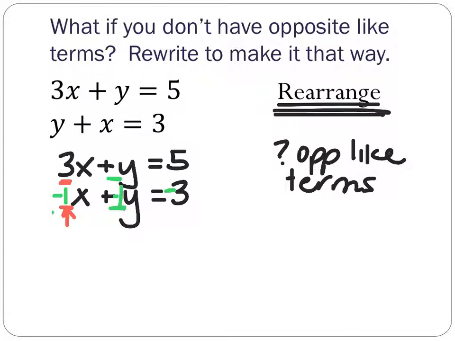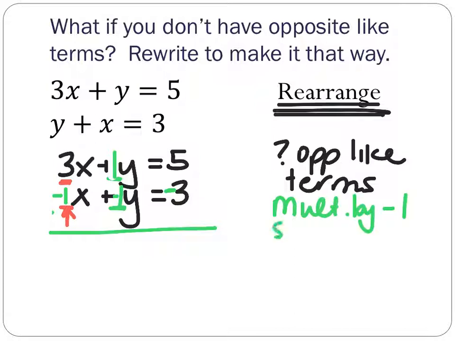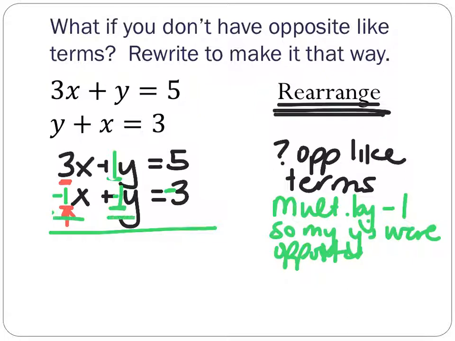So I multiplied this by -1, so here's my opposite like terms now. I've got positive 1y and -1y. So when I add straight down, I'm just going to write that down for you. I multiplied by -1, so my y's were opposites. And whenever you multiply, you multiply by all the terms. This one, and this one.